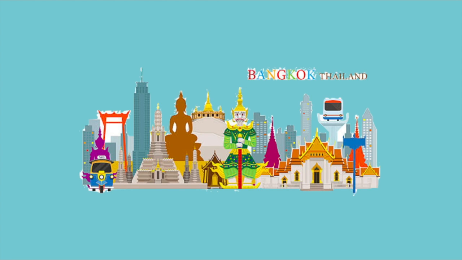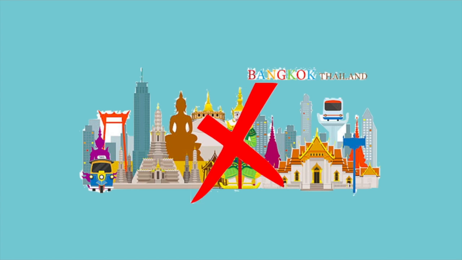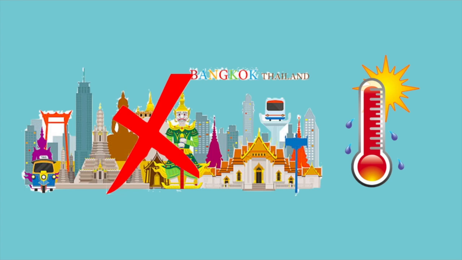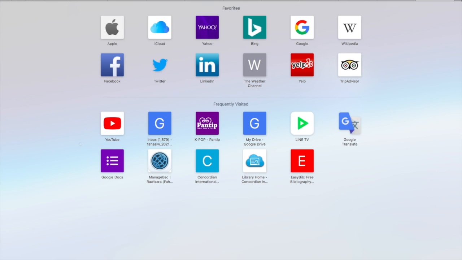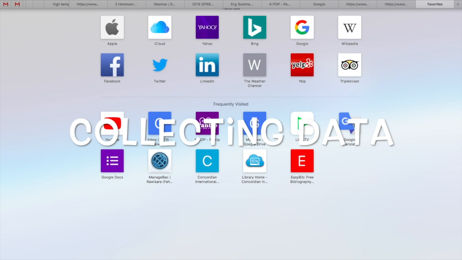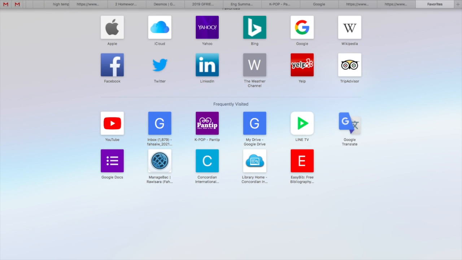The model I chose focuses on monthly temperature in New York rather than Bangkok, because the temperature in Bangkok is pretty constant and it's always hot. Therefore, the temperature is more diverse in New York over a year span, which makes the data more distinct.